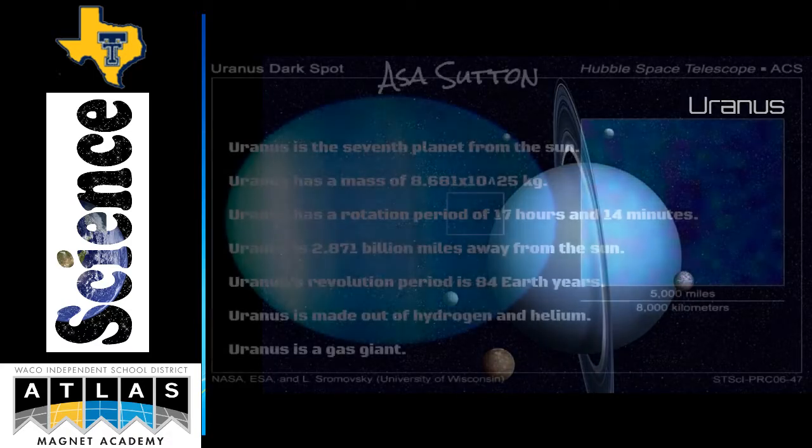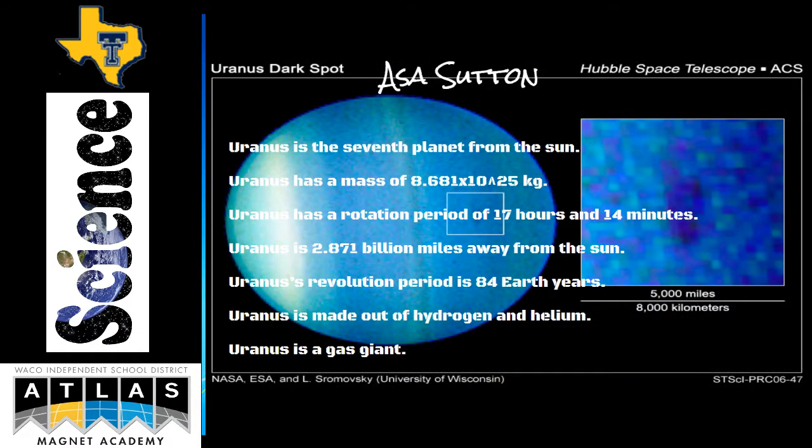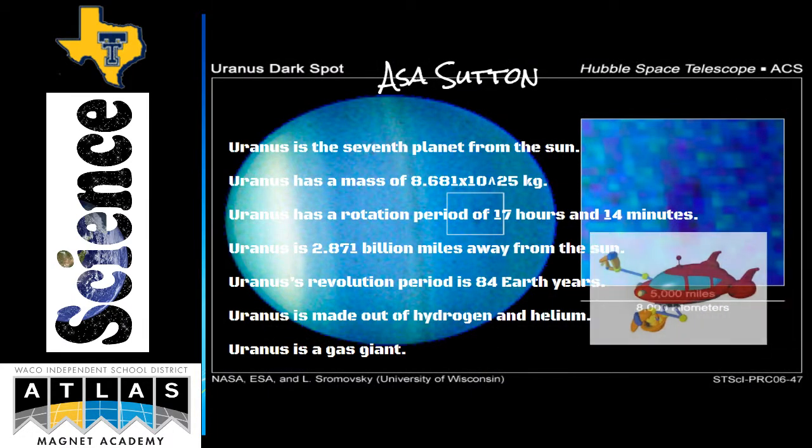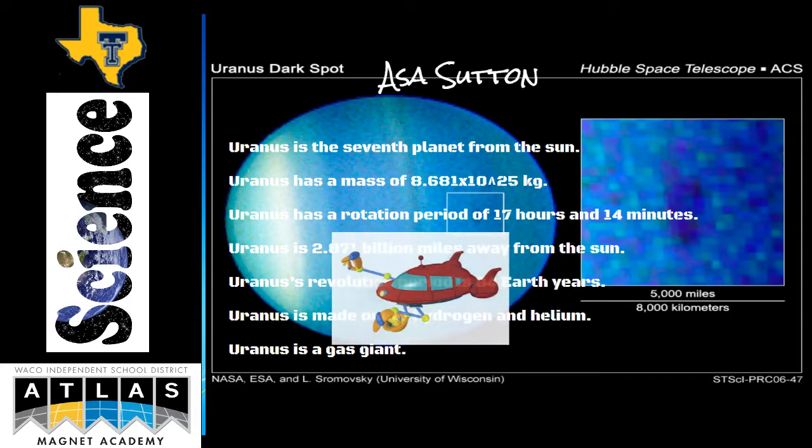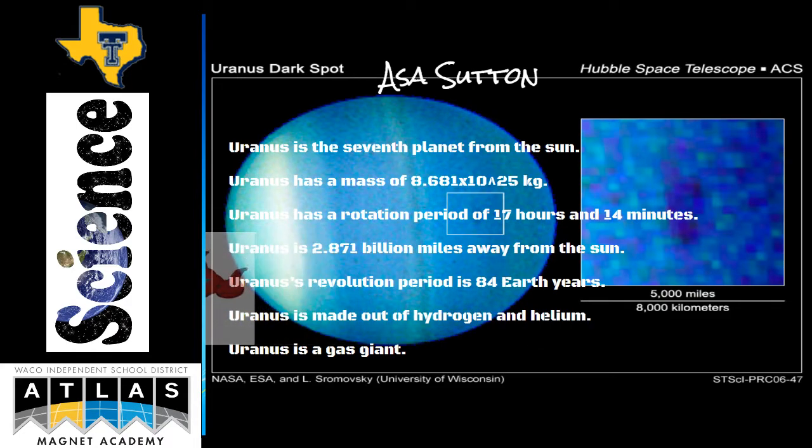Uranus. Uranus is the 7th planet from the Sun. Uranus has a mass of 8.681 times 10 to the 25th kilograms, and Uranus has a rotation period of 17 hours and 14 minutes. Uranus is 2.871 billion miles from the Sun, and its revolution period around the Sun takes 84 Earth years.